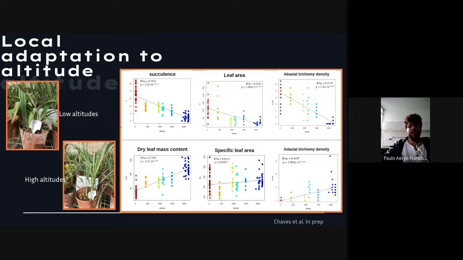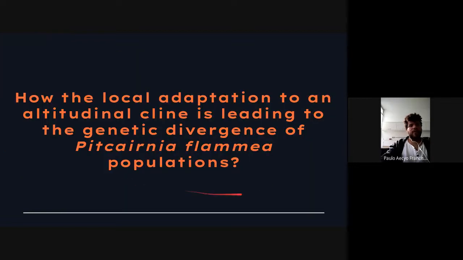However, little or nothing is known about the genomic basis of those local adaptations to those traits. Then we aim with this project to understand how the local adaptation to an altitudinal climate is leading to the genetic divergence of Pitcairnia flammea populations.